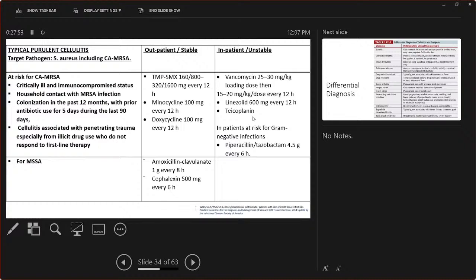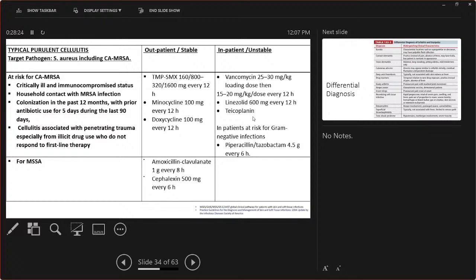This is the typical purulent cellulitis, that is, if there's a source of abscess that is causing the cellulitis. Outpatient is cotrimoxazole, minocycline, doxycycline. Inpatient is vancomycin, linezolid, and teicoplanin. IDSA is basically American guidelines. They haven't mentioned teicoplanin, but teicoplanin also covers MRSA, which we commonly use in our practice.